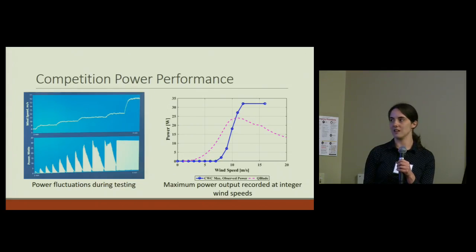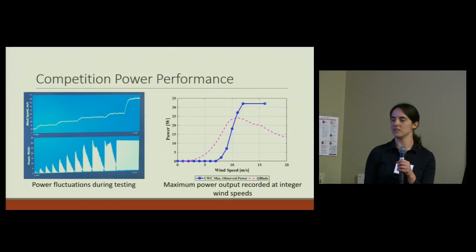Just to give you an idea of what our actual power output was at the competition, on the left we have the graph that the competition was outputting, and that shows the different power spikes that we were having, and they ended up maximizing out around 32 watts. And on the right is a graph comparing the maximum absorbed power at the competition in blue to the expected aerodynamic power output from Q-Blade that we presented earlier.